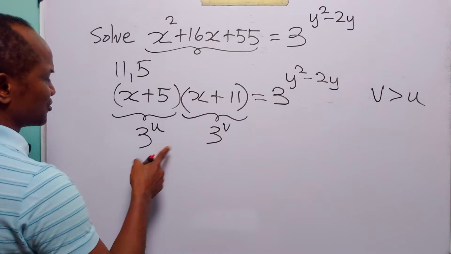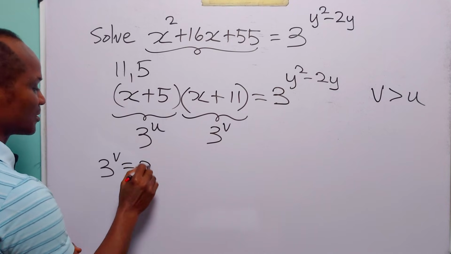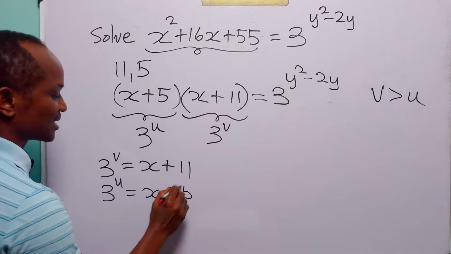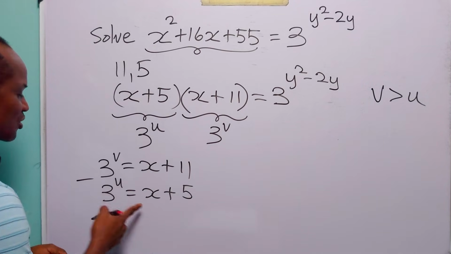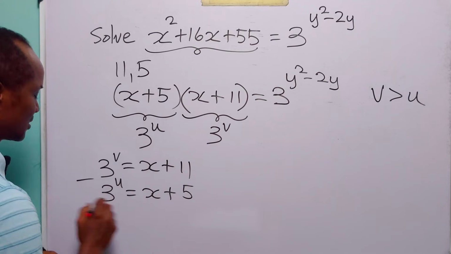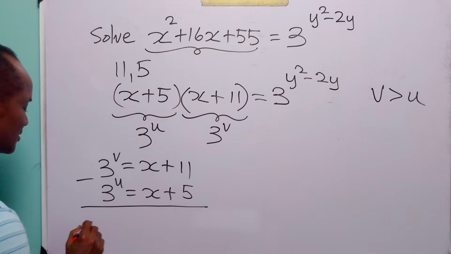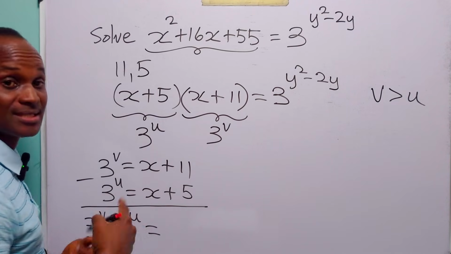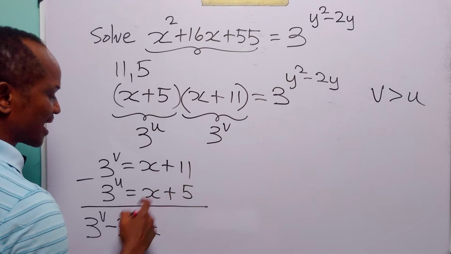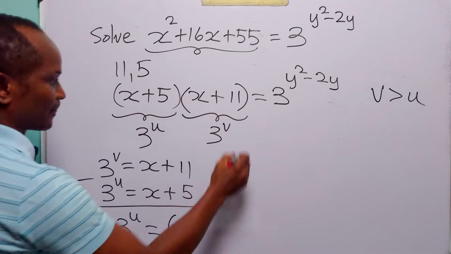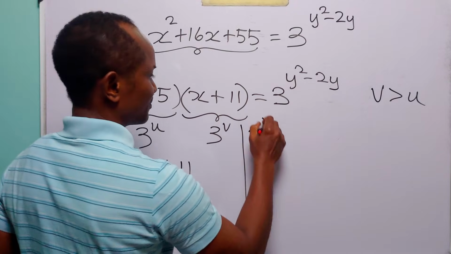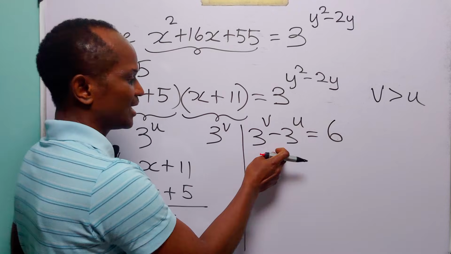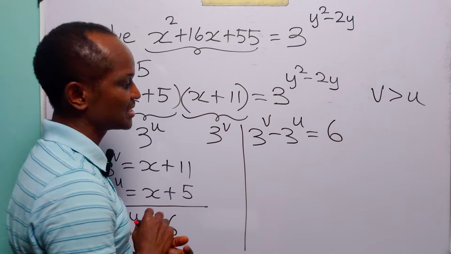Now, from these two substitutions, we have that 3 to the power v is equal to x plus 11, while 3 to the power u is equal to x plus 5. What we are going to do is that we will subtract the second equation from the first equation. When we do that, we have that 3 to the power v minus 3 to the power u is equal to x minus x is 0, 11 minus 5 is 6. Now, from here, we have that 3 to the power v minus 3 to the power u is equal to 6. Let us factorize 3 to the power u out of this left-hand side.